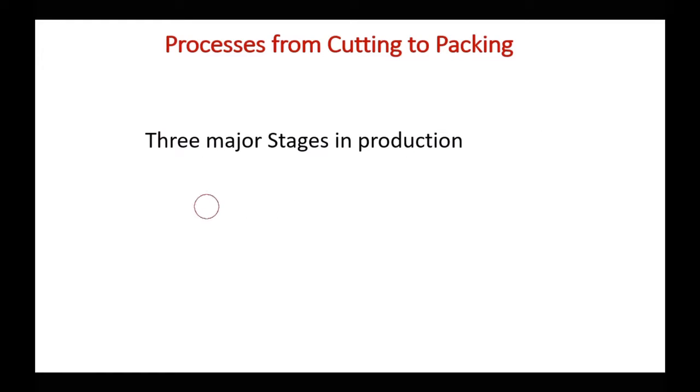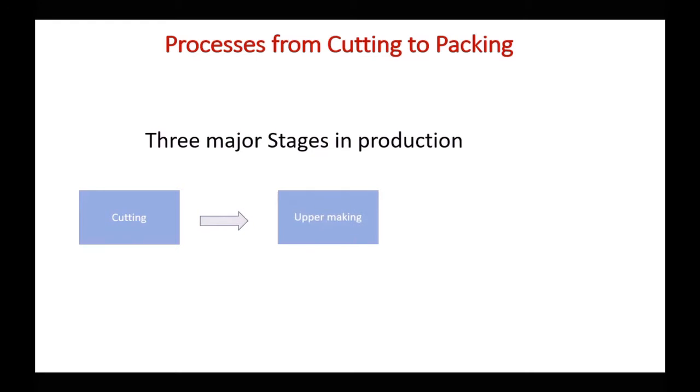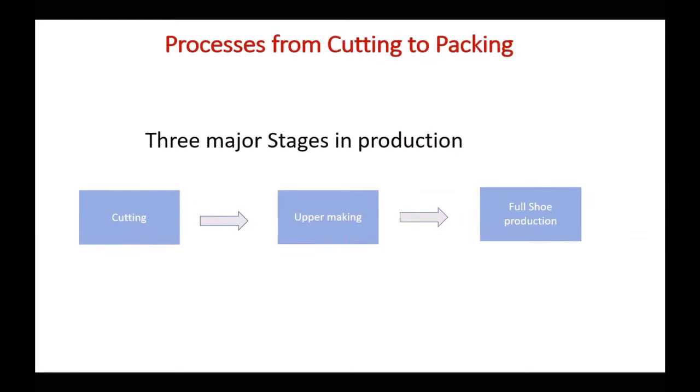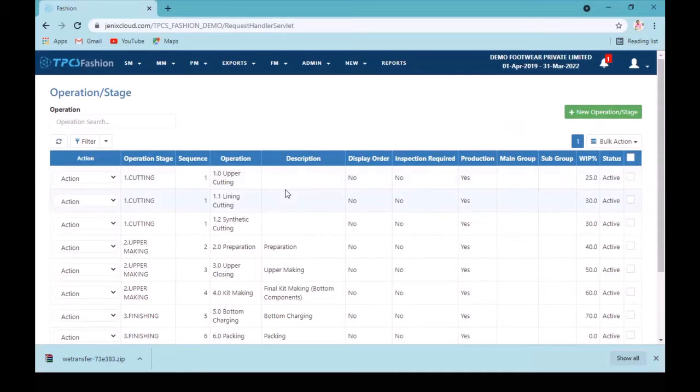So there are three major stages in production: cutting, upper making, and full shoe production. After that, it goes to your full shoe warehouse, from where it is packed, AQL inspection happens, and then dispatch happens. So these three major stages, cutting, upper making, and full shoe production, I have configured it in Tpcs. I'll show you the application now.